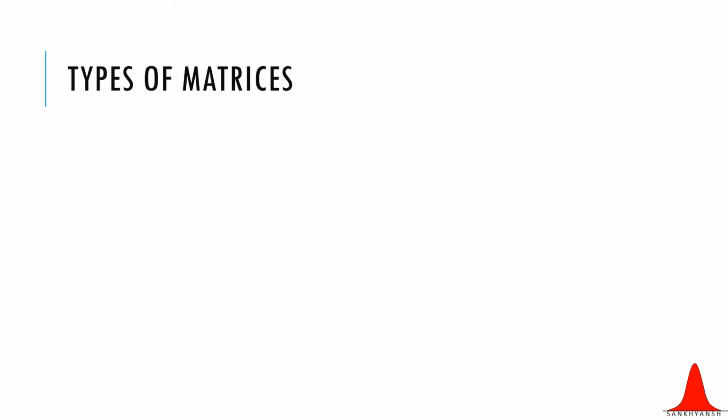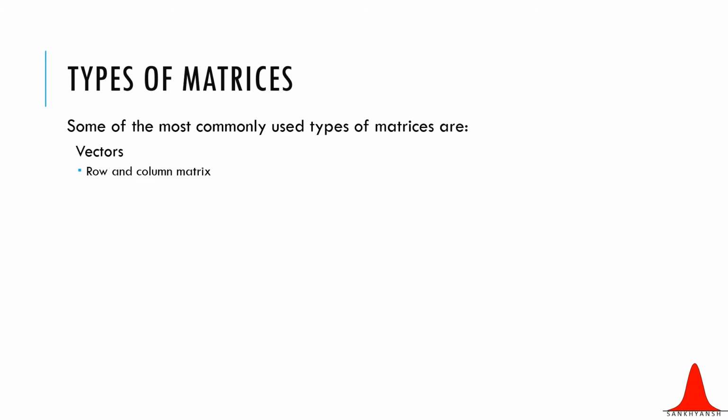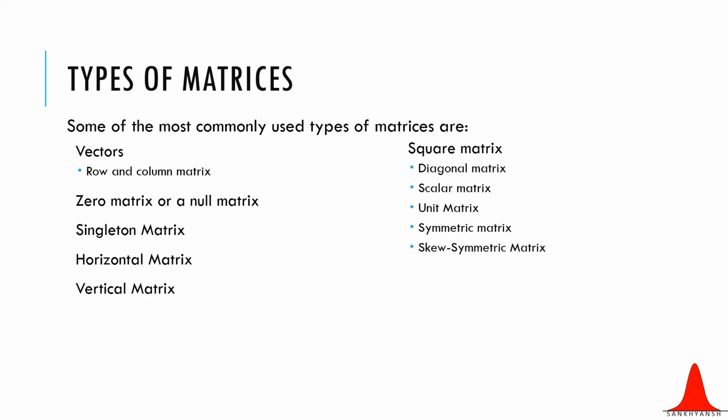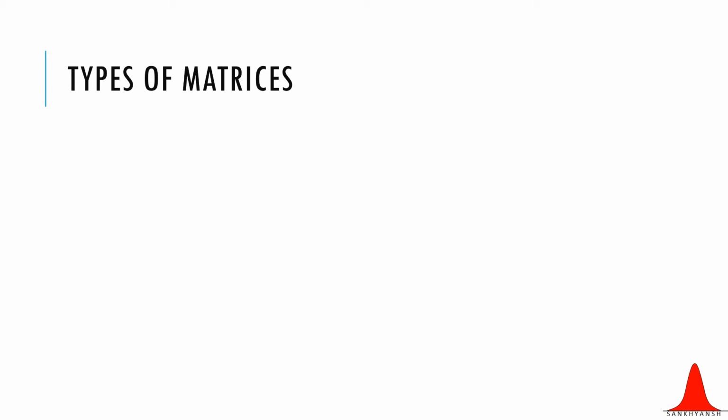Now we will discuss types of matrices. Some of the most commonly used types of matrices are vectors, row and column matrix, zero matrix or null matrix, singleton matrix, horizontal matrix, vertical matrix, square matrix, and these are the variations of square matrix: diagonal matrix, scalar matrix, unit matrix, symmetric matrix, skew symmetric matrix, and triangular matrix, which is also a variation of square matrix. It has upper triangular matrix and lower triangular matrix. So let us discuss them one by one.